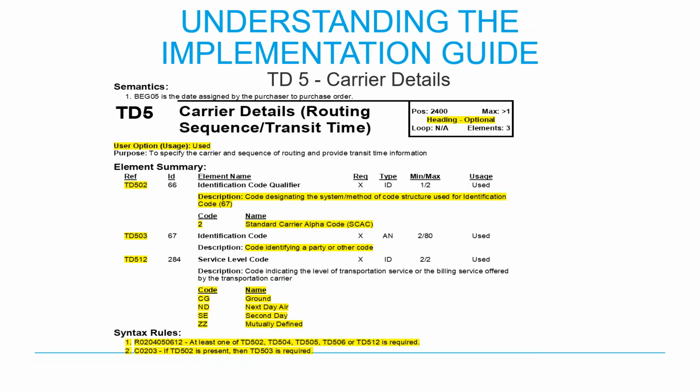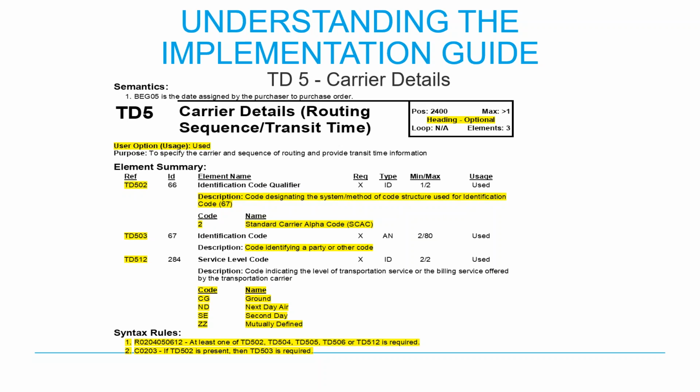Next, we're going to go to the TV5 segment. The TV5 is carrier details. Here they're telling you that this is in the heading and that it's optional. So some trading partners send it, some don't. This particular one, where it says user option usage, it's telling you that it is used. So in this case, they're going to be sending the TD502.